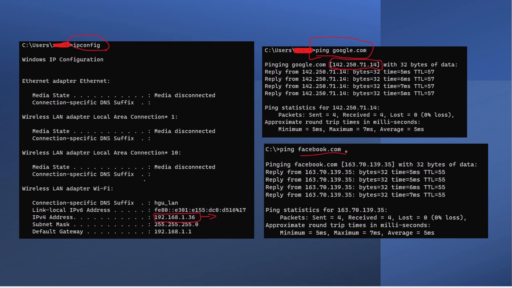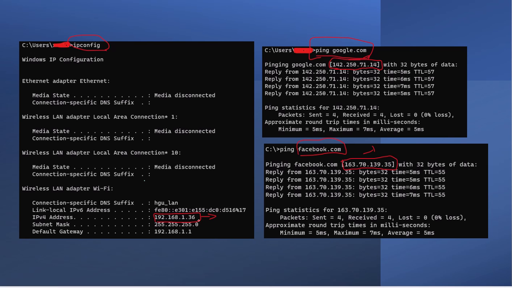Okay, Facebook. It will take 163.170.139.35. It's the facebook.com IP. So that public IP cannot be changed. It is a fixed one. We cannot reuse the public IP. It is only used for Facebook, or Google is only used for its own particular IP address. We cannot reuse this IP address.